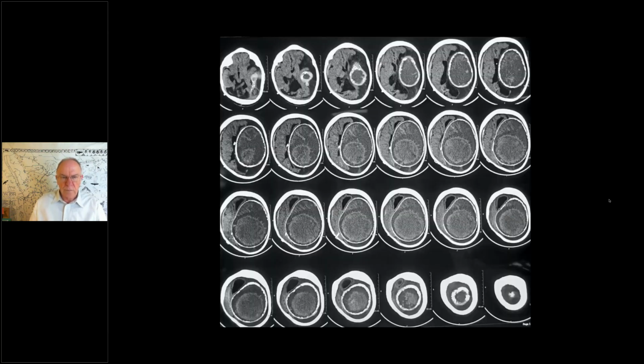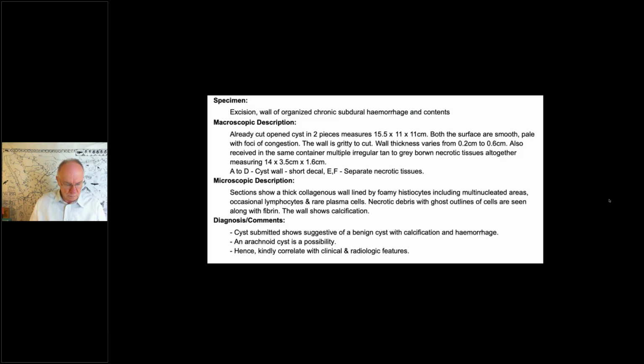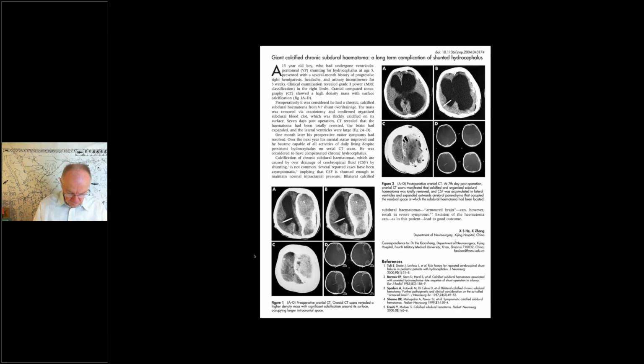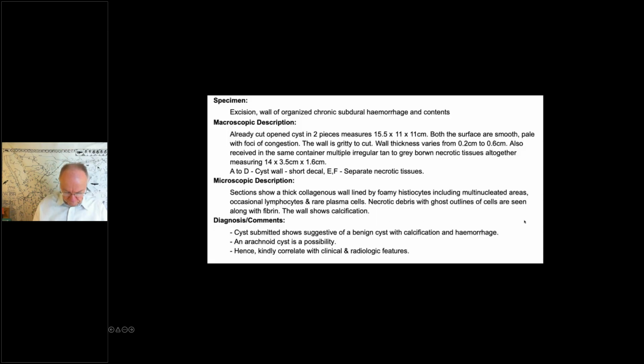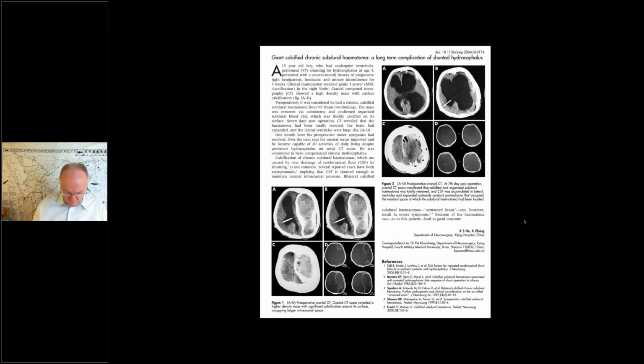So a biopsy was done, and the biopsy demonstrated a large cyst. It's a benign cyst with calcification and hemorrhage. An arachnoid cyst is a likely possibility. What we think the possibility is, is a giant calcified hematoma within the subdural space. These can be seen rarely as a long-term complication for patients with shunted hydrocephalus. So there are a few case reports presenting with similar imaging and clinical pattern as seen in our case.